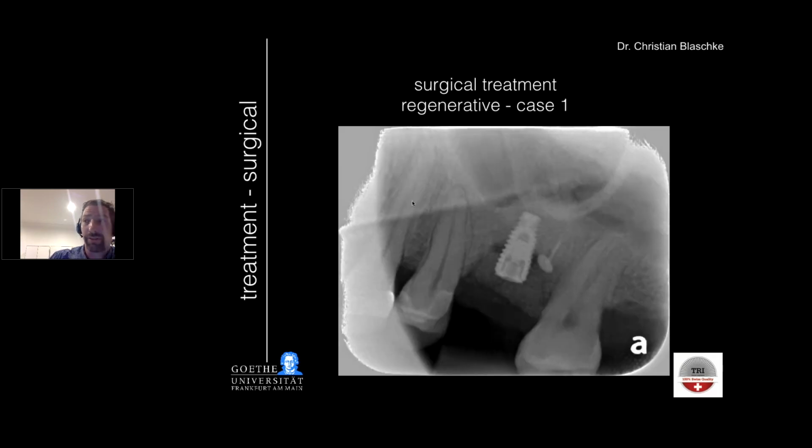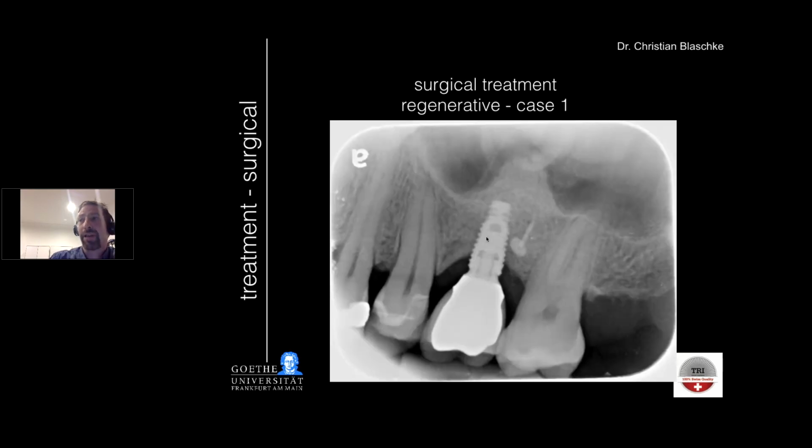Here's the X-ray of the graft. So you see the implant sitting over here. We see the volume of graft material here. Over here, this is the little pin securing the membrane. I used only one pin. I quite often only use one pin. I know some colleagues use two pins. I keep it mostly to one pin.